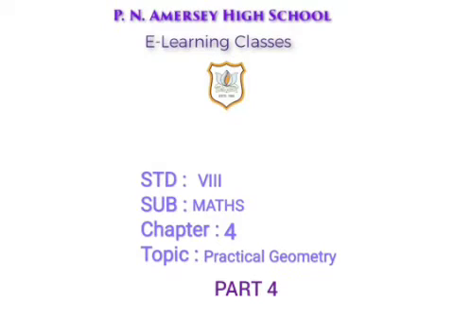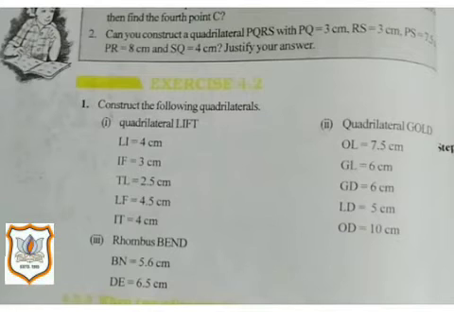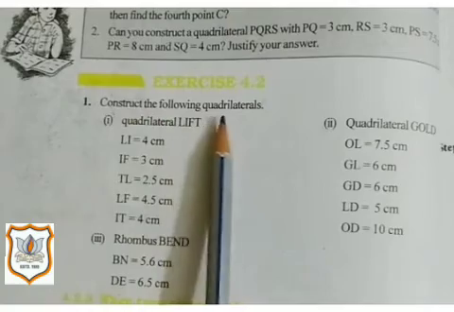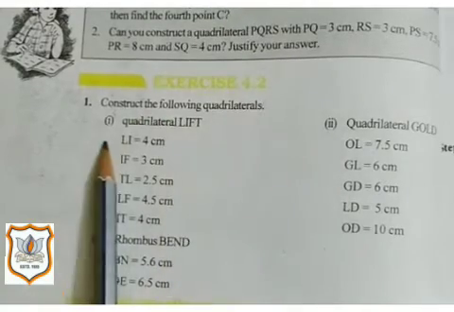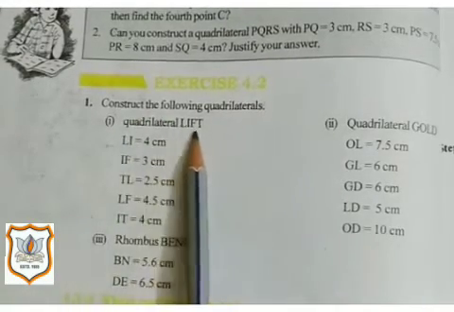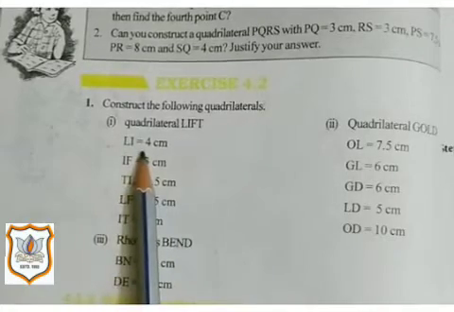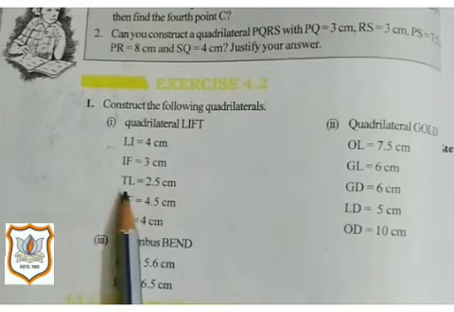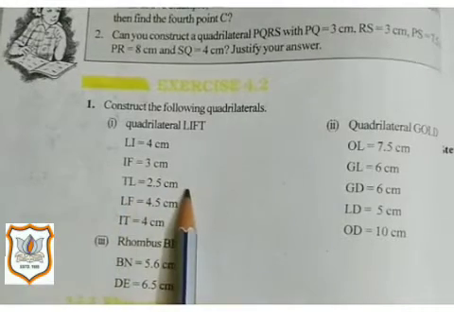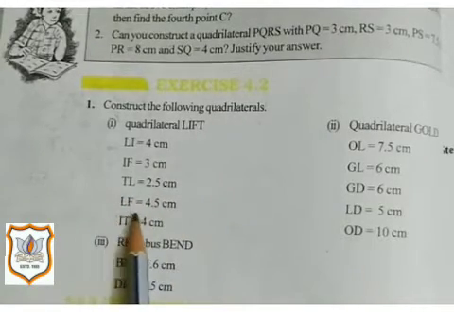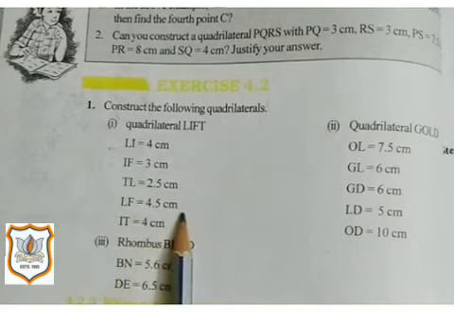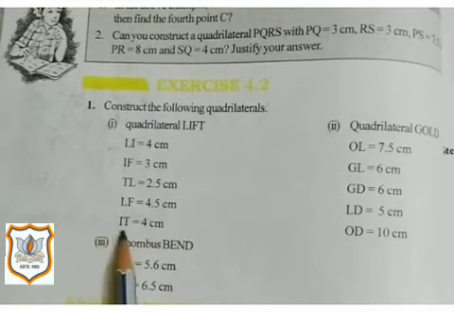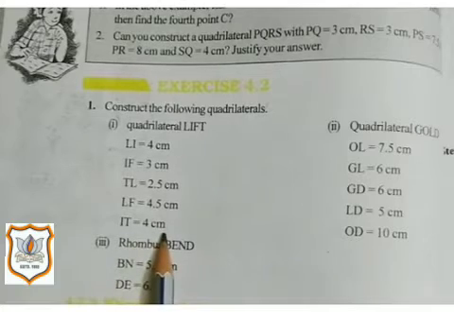Hello students, let's continue chapter 4th, that is practical geometry. Let's solve the following quadrilateral. First part, quadrilateral LIFT, where LI is equal to 4 cm, IF is equal to 3 cm, TL is equal to 2.5 cm, LF is equal to 4.5 cm, and IT is equal to 4 centimeter.